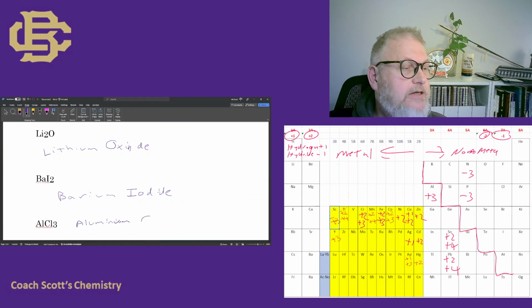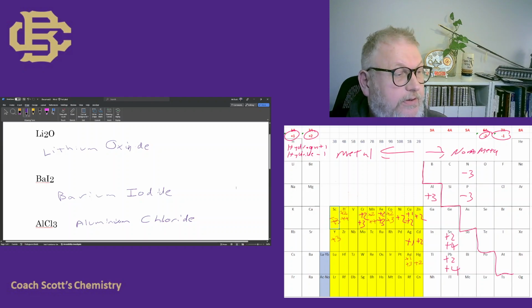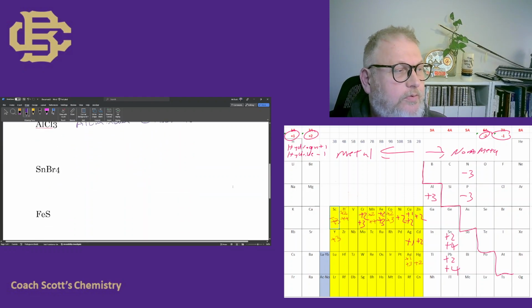AlCl3. So now I just have to write the name for the chlorine ion, which is chloride. The -ide lets me know that it is an ion. So we're good to go. That's all you have to do with those. It's not that hard.